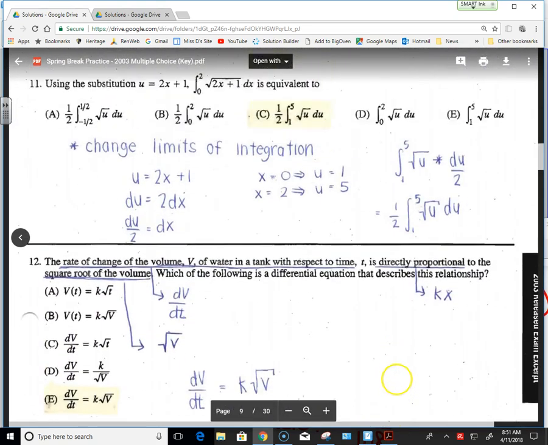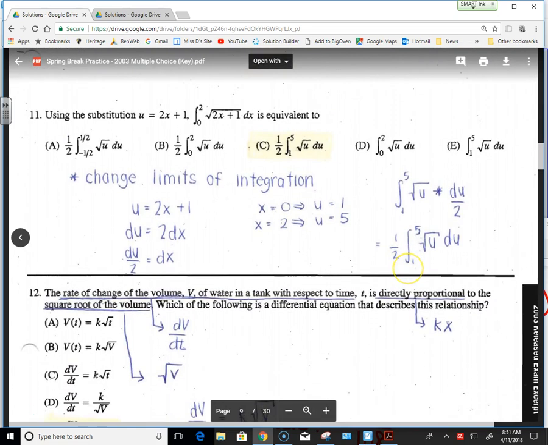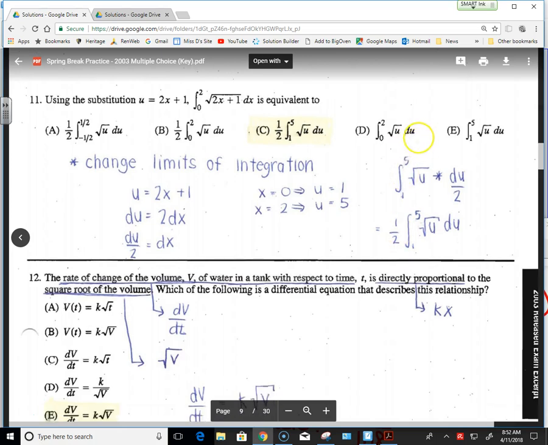Let's go back to 11 real fast. It's all about him. Starting with dx, these are x's. But as soon as you see du's, I'm not allowed to have x's in the bounds anymore. I need everything to be in terms of u. So I need a function of u and I need u bounds. Does that make sense?